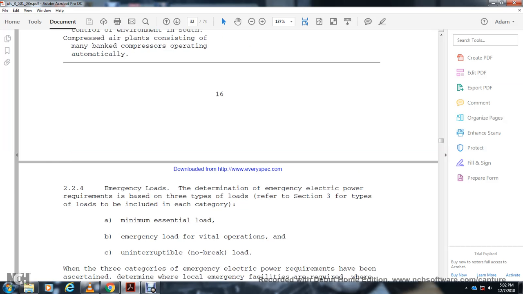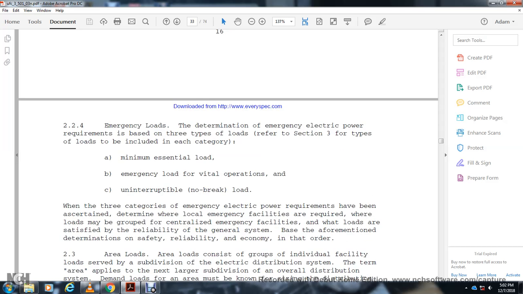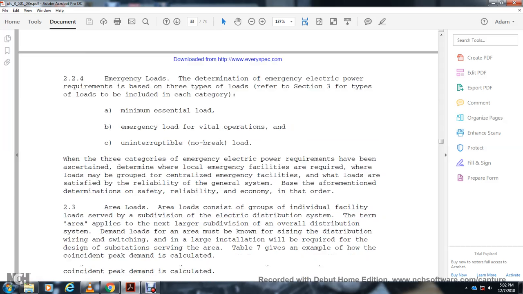2.2.4 Emergency load. The determination of emergency electrical power depends on the requirements of the base for three types of load: minimum essential load, emergency load for vital operation, and uninterruptible non-break load. These three categories of emergency electrical power requirements then determine the local emergency facility as required, where the load for the group of essential emergency facilities satisfies the reliability of the general system, before the aforementioned determination of the safety, reliability and economy of the order.